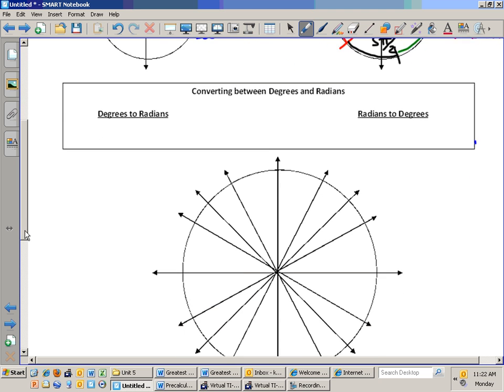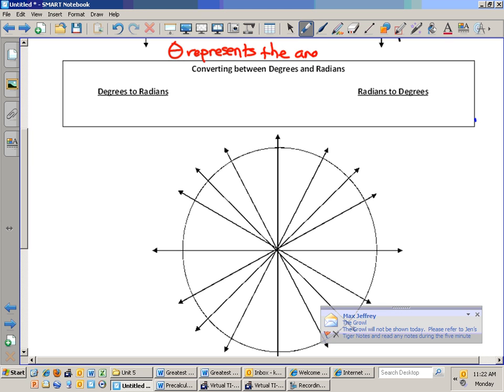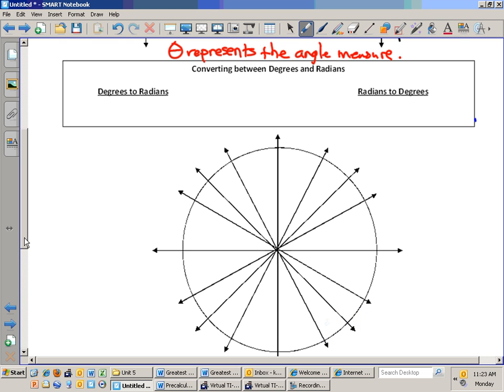So converting between degrees and radians, here's what we do. Theta represents the angle measure. So very commonly, theta is used as a variable. Theta is the Greek letter for TH. They put their sounds together, so you get theta. Looks like an egg with a crack in it, some people say. Whatever. Call it whatever you want.